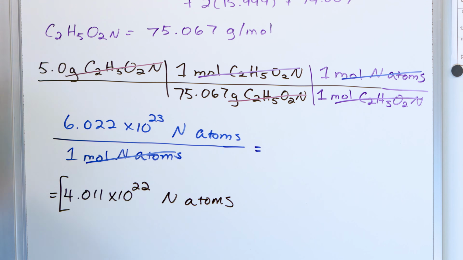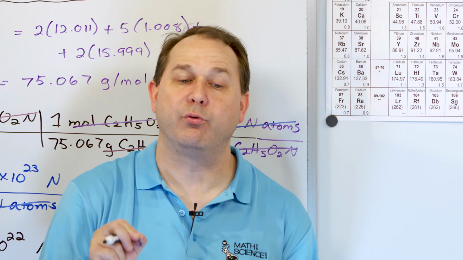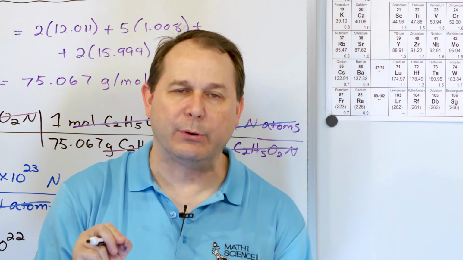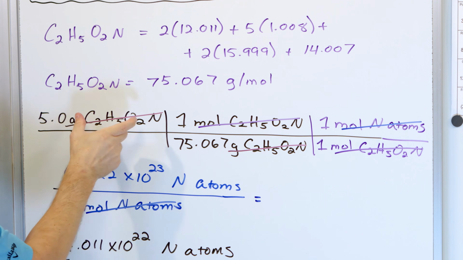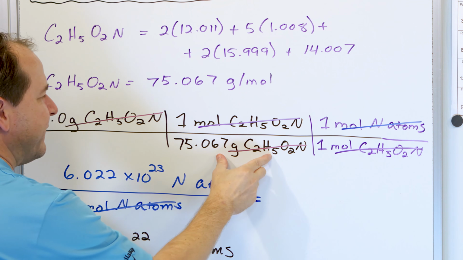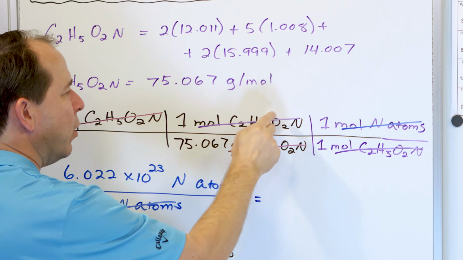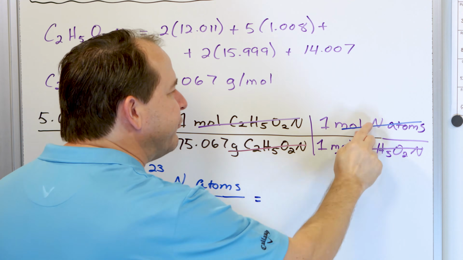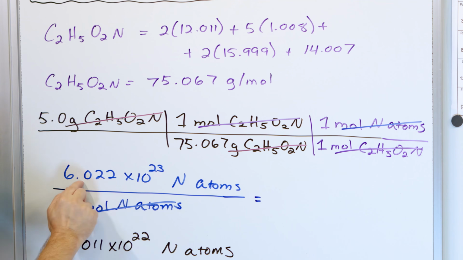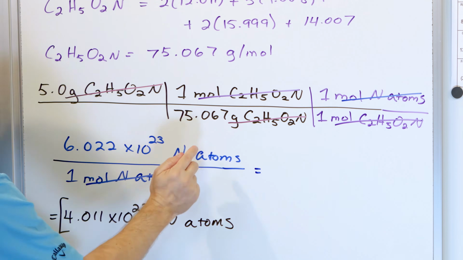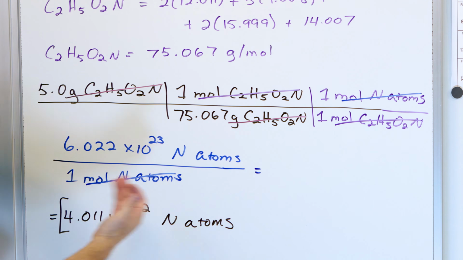Is that what the problem asked us? The problem said how many nitrogen atoms are there in a 5.0 gram sample of glycine. So we start with 5.0 gram sample of this. We convert grams of that stuff to moles of that stuff. So now we're at moles. Then in every 1 mole of these, there's also 1 mole of nitrogen atoms. So now we're at moles of nitrogen. And in every 1 mole of nitrogen, we have this many nitrogen atoms. So now we have arrived at the unit that we want. And it's a very big number because there's a lot of atoms there.